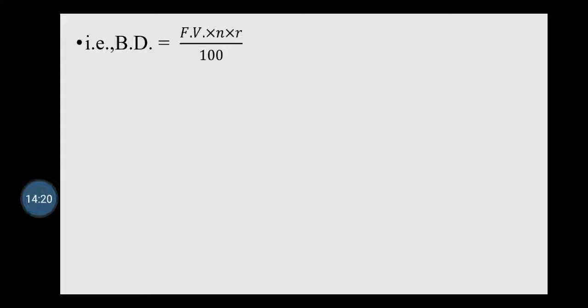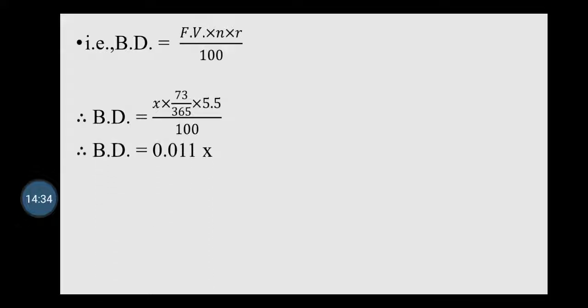That is, banker's discount equals face value into n into r upon 100. Therefore, banker's discount equals x into 73 upon 365 into 5.5 upon 100. When we solve this, banker's discount is 0.011x.